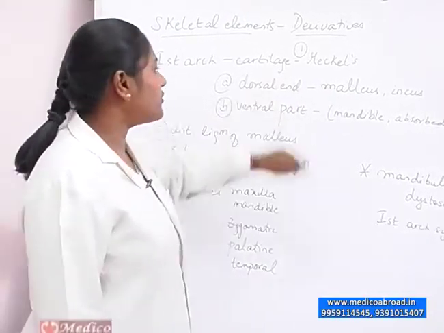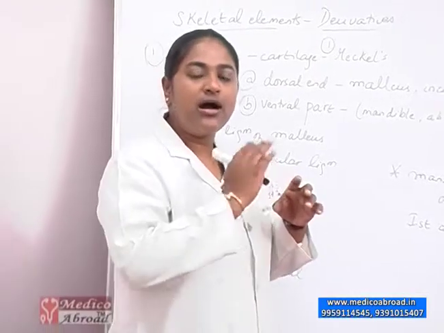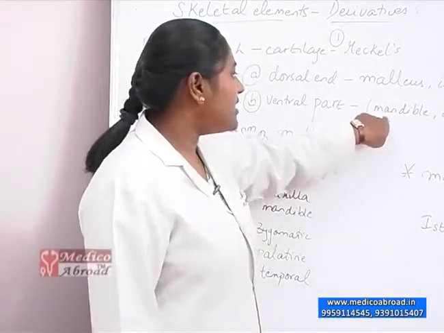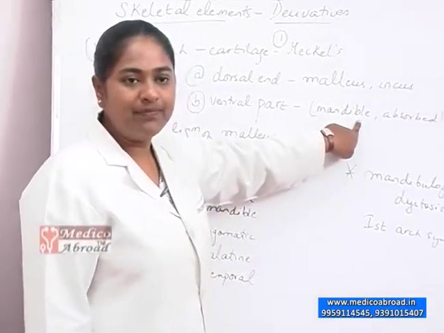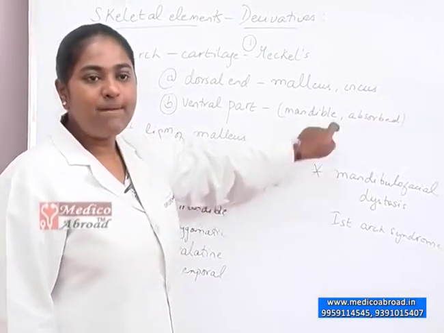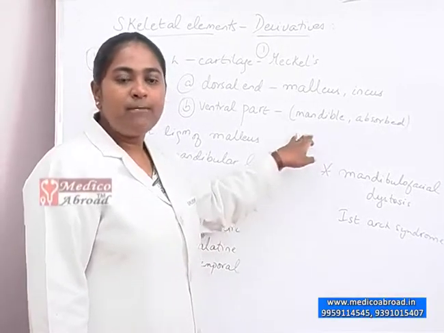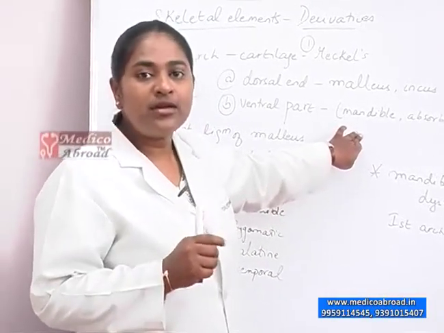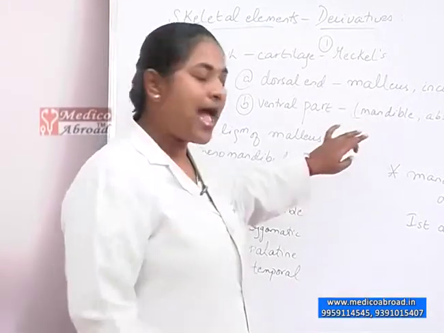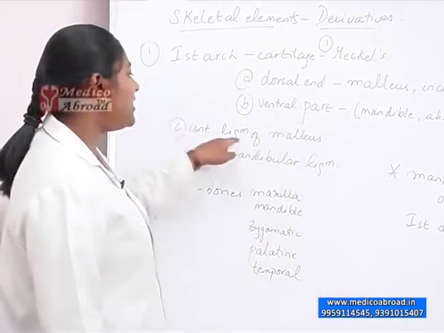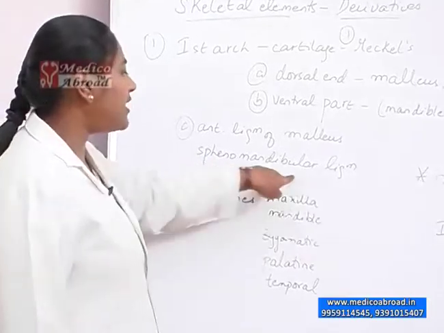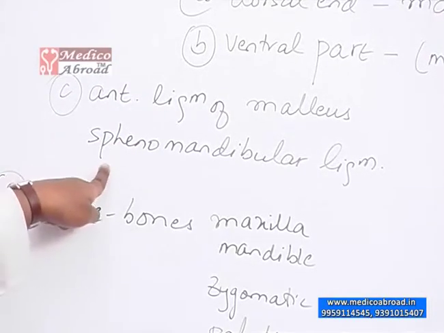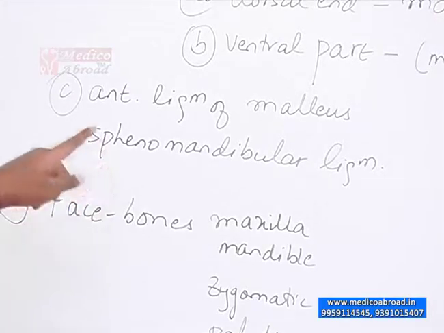The ventral part of the Meckel's cartilage is surrounded by the mandible, and it is absorbed into it. Now this bone may be absorbed into the mandible, but the perichondrium remains, and this forms the anterior ligament of malleus and the sphenomandibular ligament.